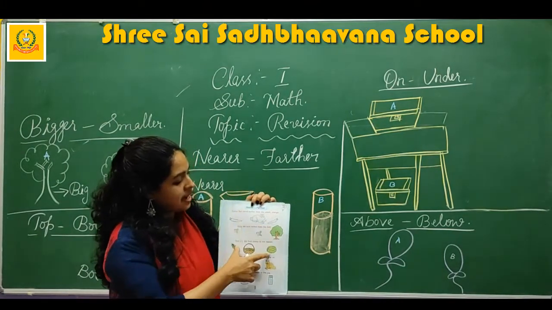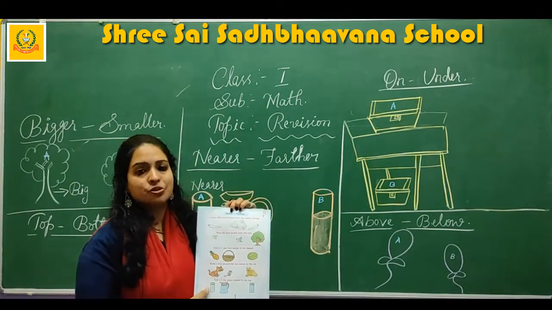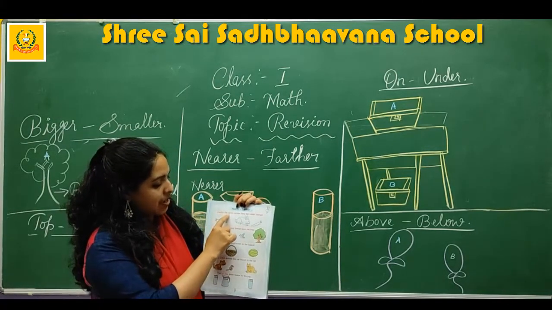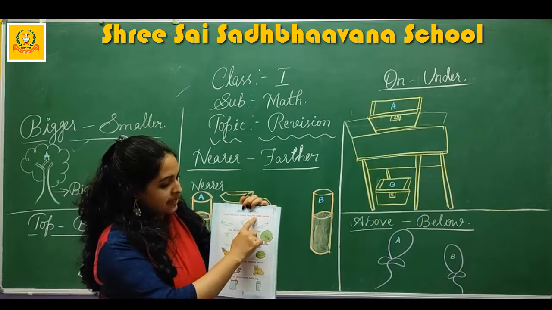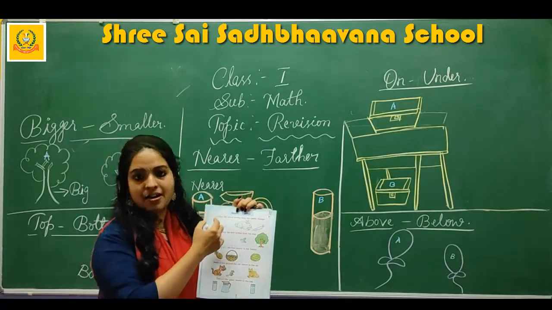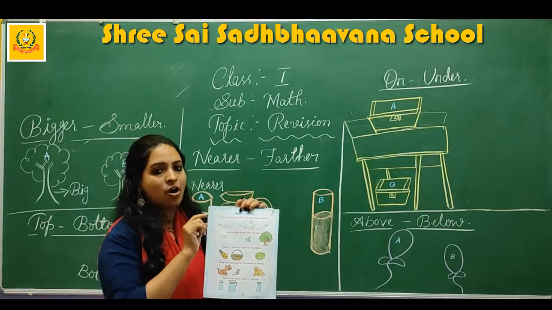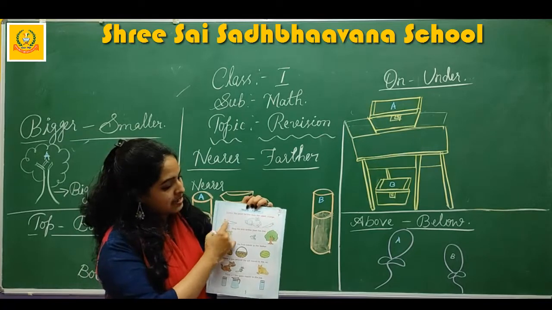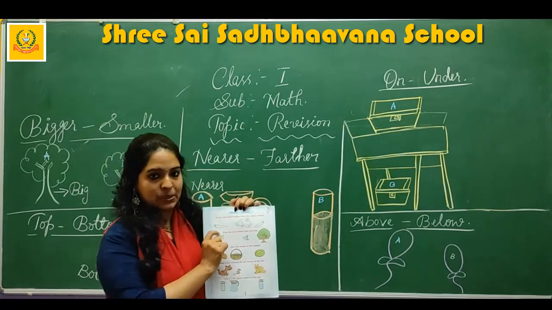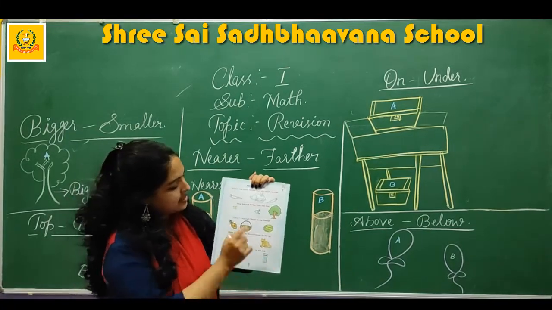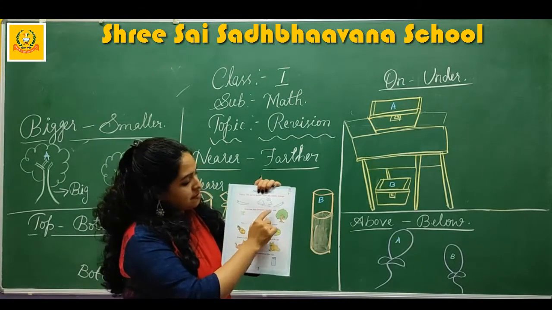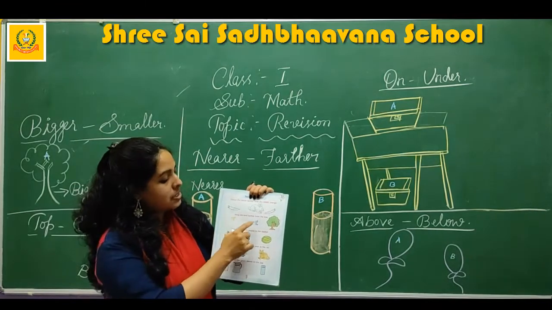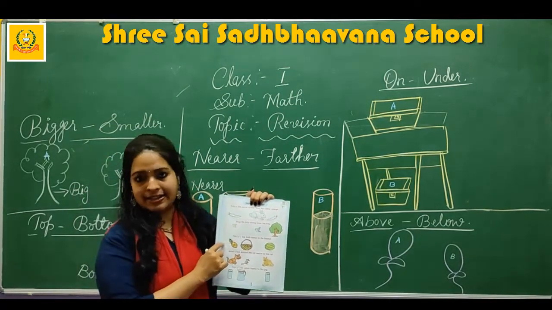Here some nearer and further pictures are given. So you have to color it. Okay, see the first one. Color the carrot further from the rabbit in orange, which is far away from the rabbit. To that you have to give the orange color. Which carrot is far? Carrot A or carrot B? Check it out. Next. Ring the bird further from the tree. So which bird is far away from the tree? To that bird you have to put a ring.